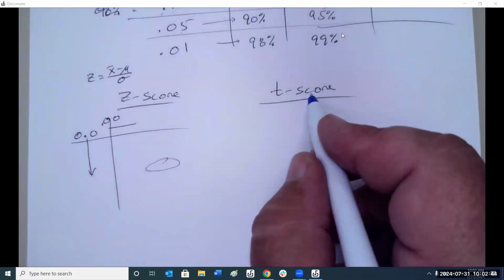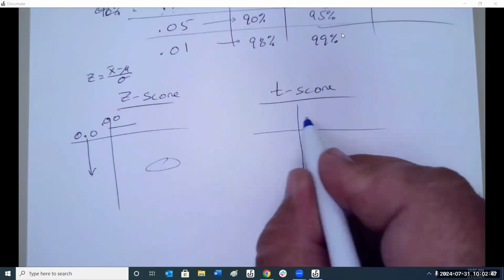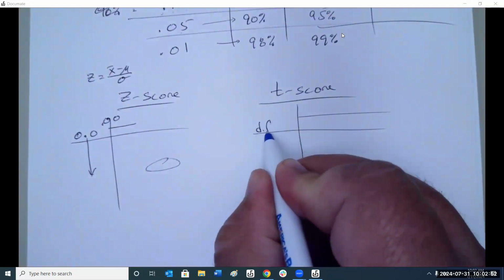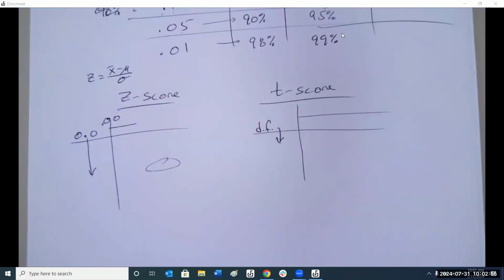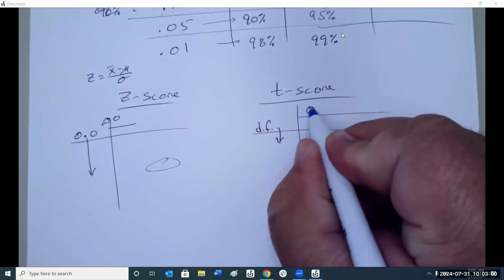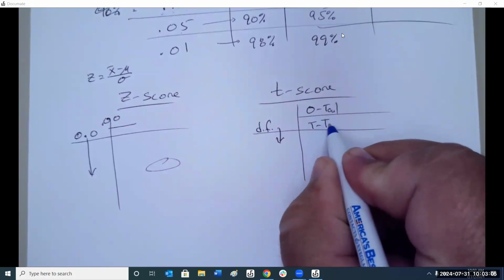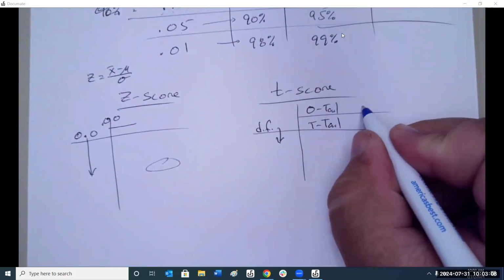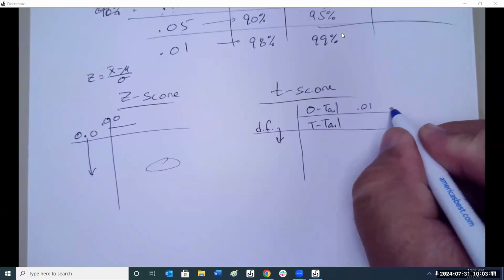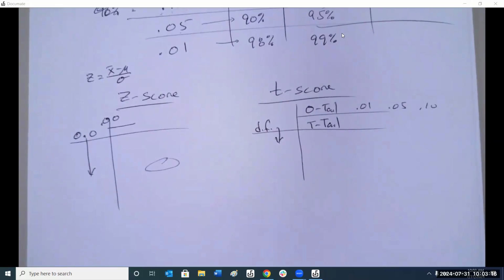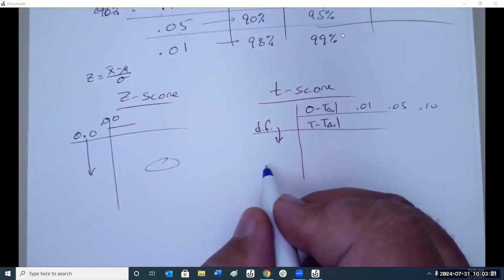The t-score chart, on the other hand, is made up of the degrees of freedom here on this column. And up here, it tells us whether it's a one-tail or a two-tail test. And then it goes from 0.1, 0.05, and so on and so forth. What is degree of freedom?